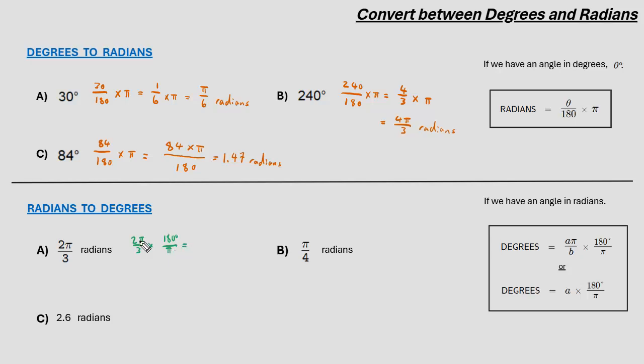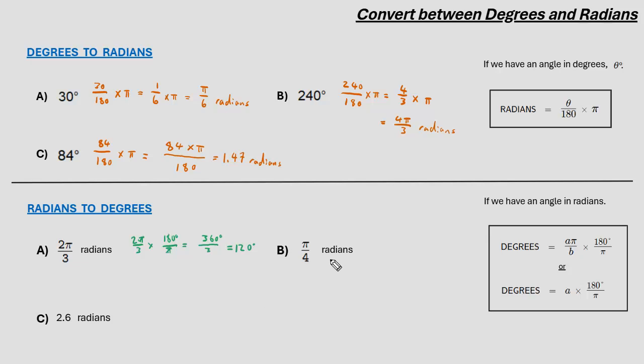Now, the pi's will cancel, one on the top, one on the bottom. What we're left with is 2 times 180 on top. So it's 360 degrees over 3. And this works out nicely to 120 degrees. So an angle the size of 2 pi over 3 radians is of size 120 in degrees.